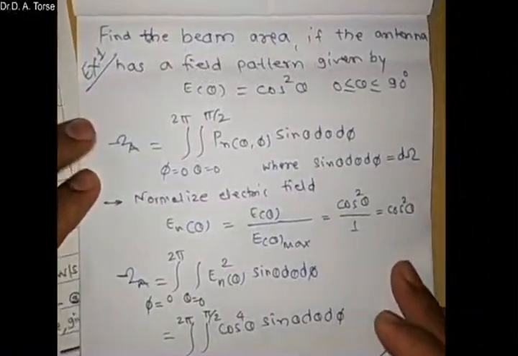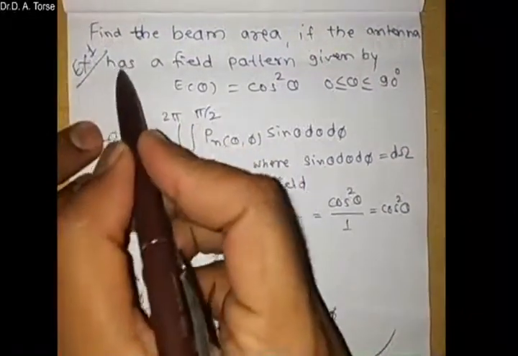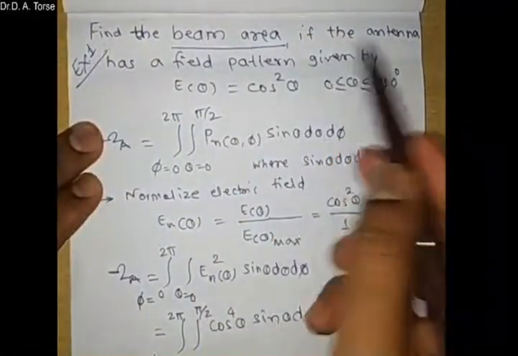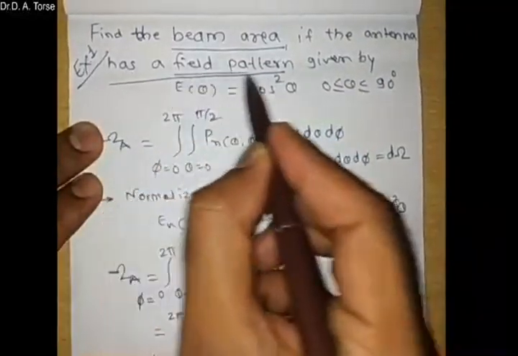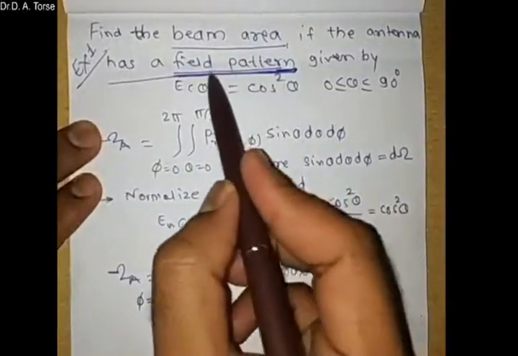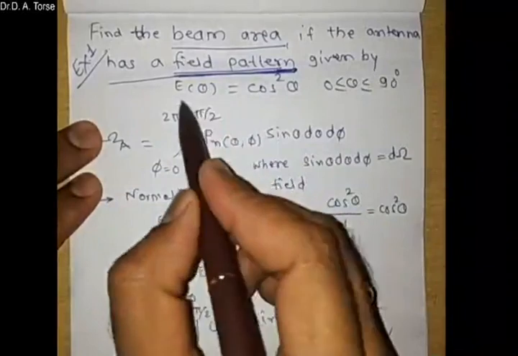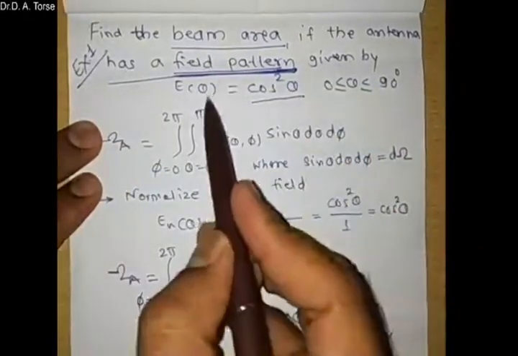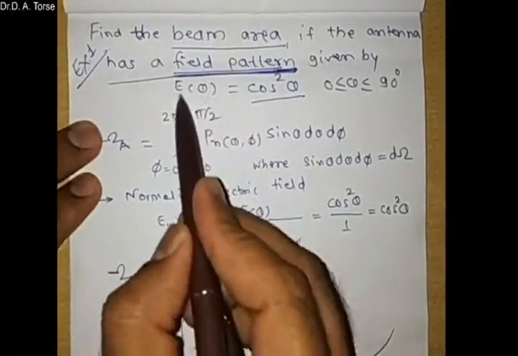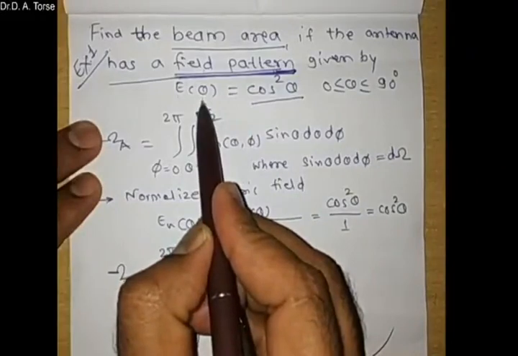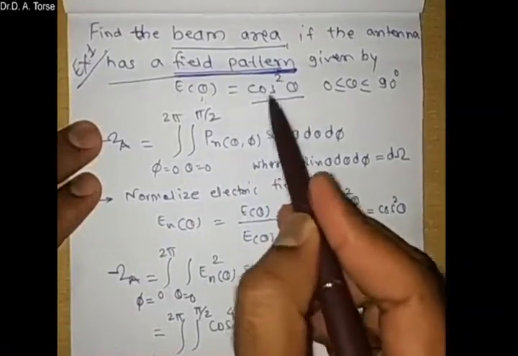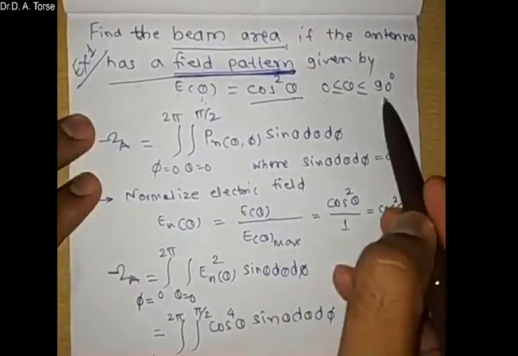So the statement of numerical is here. It says calculation of only beam area. Find the beam area if the antenna has field pattern. You can see here the example gives field pattern. It's not power pattern but field pattern, and it is given by E of theta equal to cos square theta. E is always dependent on theta and phi, but here in this example we have taken only one variable, one angle, which is polar angle E of theta, and the field pattern term is cos square theta. Theta is ranging between 0 to 90 degrees.